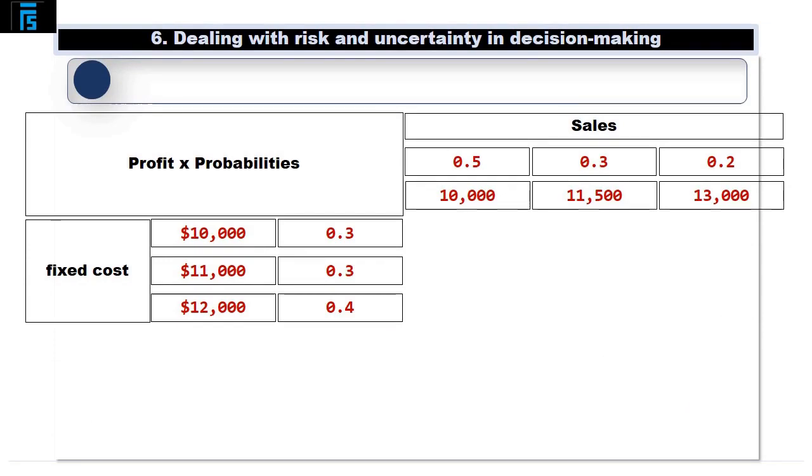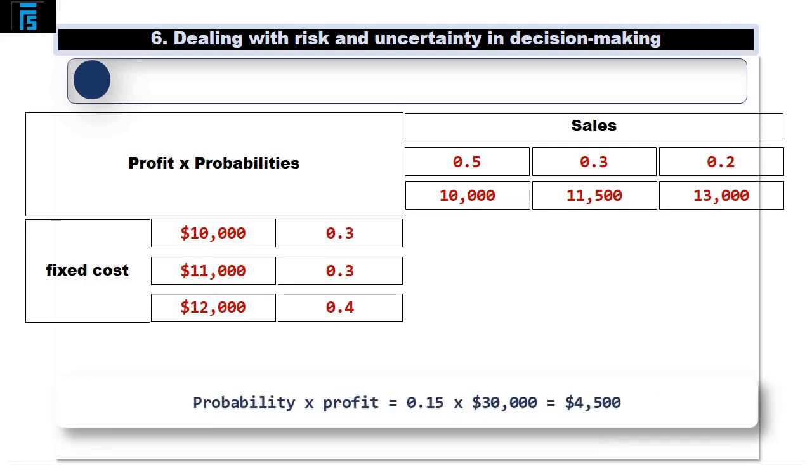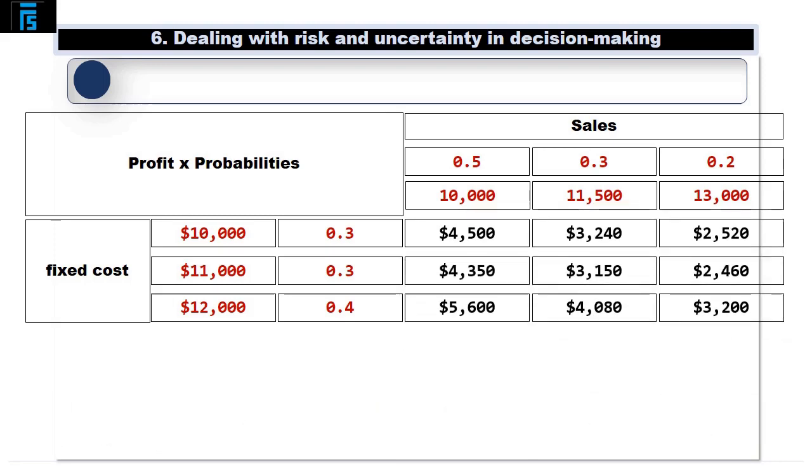Finally, the profit multiplied by probability table. Again, we start with the same template as before. This time we overlay the first 2 tables. For example, the top left-hand corner. Probability in this box is 0.15 and profit was $30,000. So probability multiplied by profit is 0.15 multiplied by $30,000, which is $4,500. Then if we complete the other boxes, we get the following.